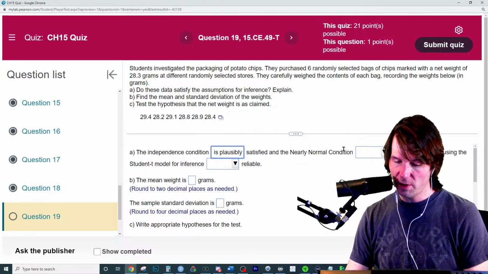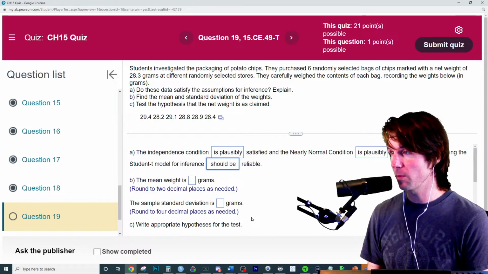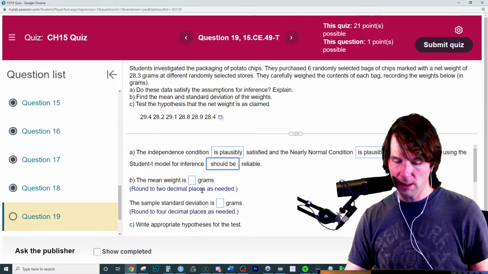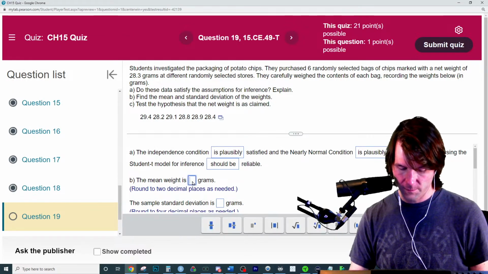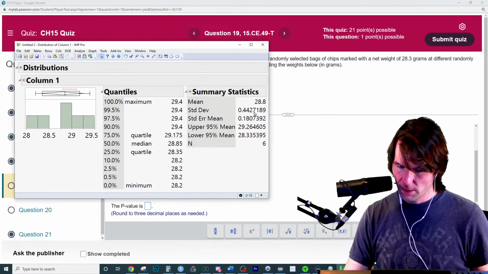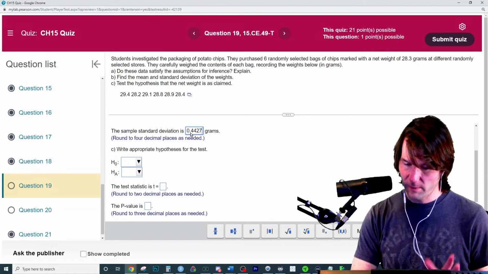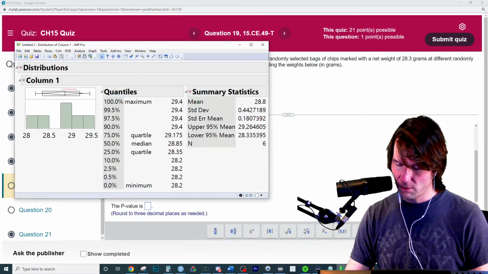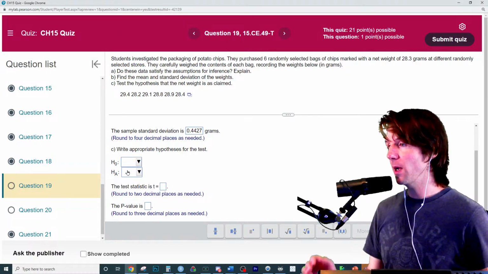The independence condition is plausible. The nearly normal condition is plausible. Therefore, we should use the t-distribution. That is your random condition, your less than 10% condition, and the nearly normal because it's quantitative data. So the mean weight is, we just got to get the mean weight right here from the data, 28.8. The standard deviation is 0.4427. How many decimals? Oh, really? I mean, yeah, sure. I'll let JMP calculate the rest of it. Okay, 0.4427.